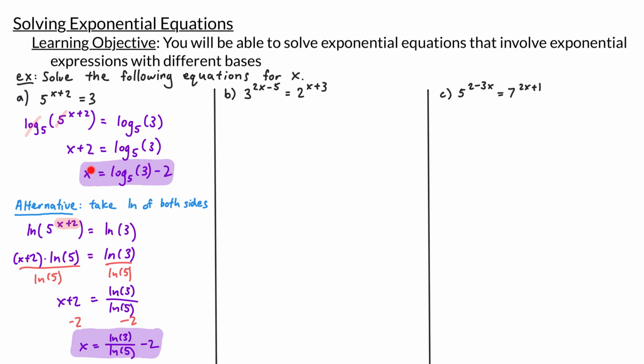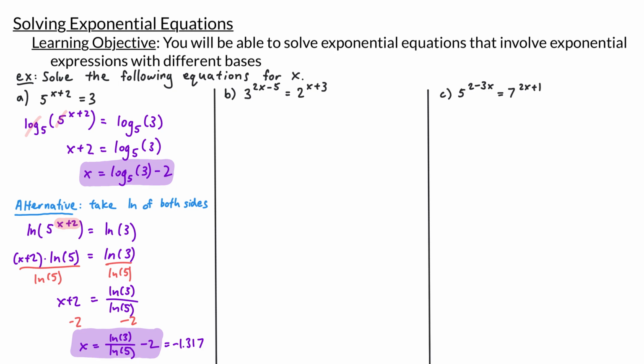Notice that although the two answers that we got here look slightly different, they're actually the same. Log with base 5 of 3 is the same as ln of 3 divided by ln of 5 according to our change of base formula. One advantage of writing our solution as ln of 3 over ln of 5 minus 2 is that we can type this into our calculators and get a decimal representation. So if we type this into our calculators, we see that our solution is approximately 1.317.